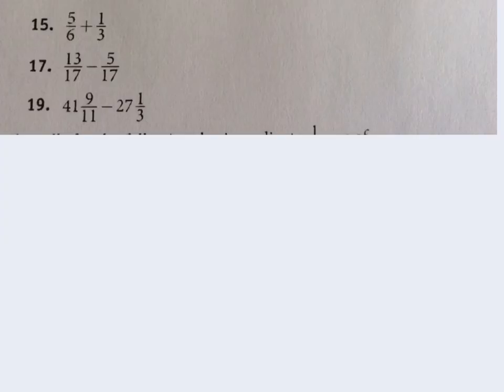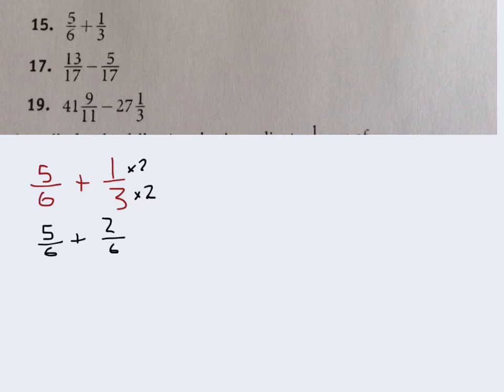Alright, sums. So we're going to be adding these. I'm going to do the odd ones. Remember, we need a common denominator. So 5/6 plus 1/3. If we look at 1/3, this goes into 6, so we can multiply both by 2. Now we'll rewrite this as 5/6 plus 2/6, which equals 7/6, or 1 and 1/6. Alright?